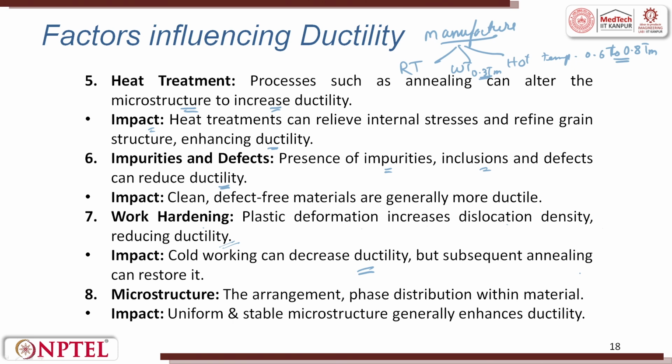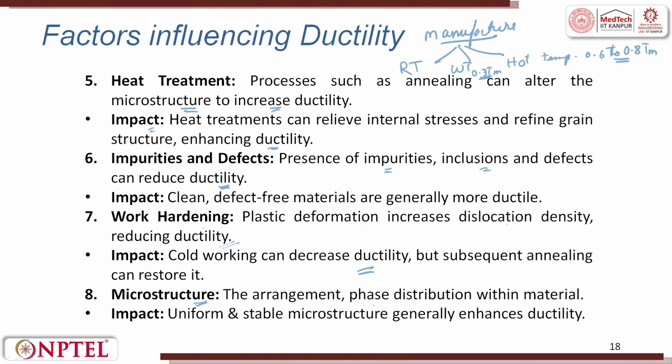So by changing the temperature, we try to change the microstructure. We try to reduce the work hardening and have more ductility for your output. This means that if you are trying to make a chair or a bucket or a utensil, you can draw it for long. So the depth of the vessel can be longer. The microstructure, the arrangement and phase distribution within the material, also influences the ductility. Uniform and stable microstructure generally enhances the ductility.